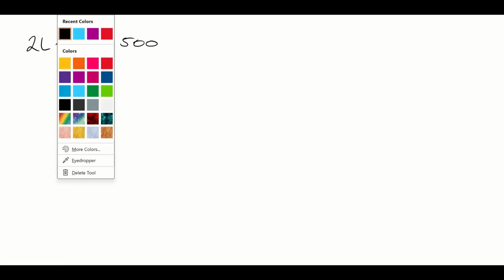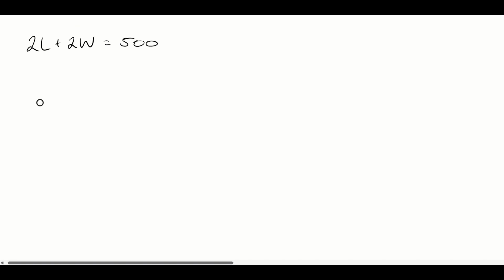We know that 2 lots of the length plus 2 lots of the width, so that's the perimeter of a rectangle, just 2 widths, 2 lengths, add them together, you get the perimeter of a rectangle. That has to be equal to 500 because that's the amount of material that he has. So I can rearrange this to get an expression for L in terms of W. What I mean by that is that if I subtract 2W from both sides, I get this expression, and so L is just 250 subtract W. So that's an expression for my length in terms of my width.